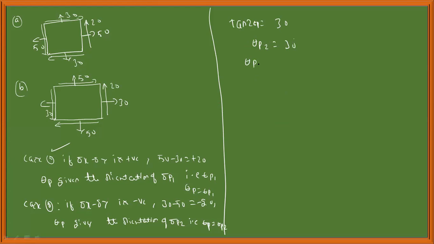This is theta p2, which is equal to 30 degrees. From the formula we know theta p2 is equal to theta p1 plus 90 degrees, or 30 degrees minus 90 degrees is equal to theta p1, or theta p1 is equal to minus 60 degrees.